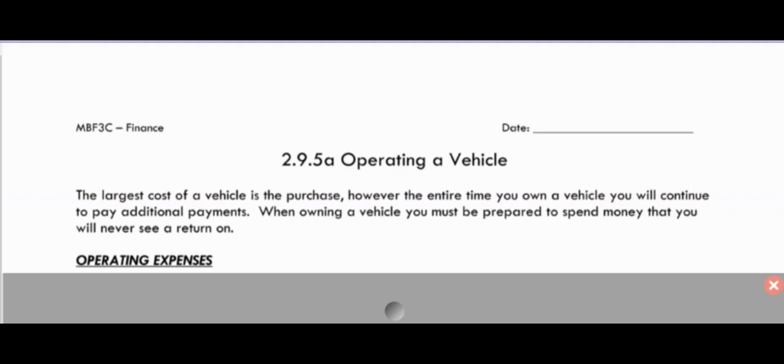So one of the largest costs of a vehicle, the largest cost of a vehicle, is the purchase. However, the entire time you own a vehicle, you will continue to pay additional payments. When owning a vehicle, you must be prepared to spend money that you will never see a return on. So vehicles definitely depreciate, and you don't get your money back. Now, there are the rare occasions where there are antique vehicles.